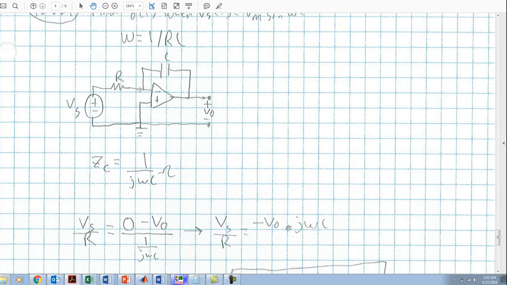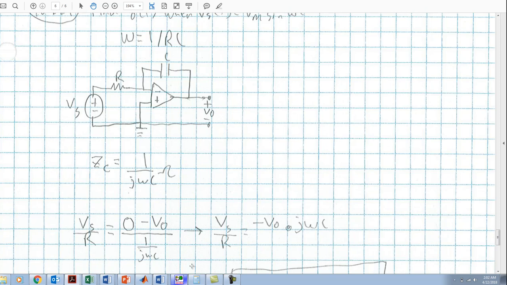We know that because there is negative feedback, that means the voltage at the negative or inverting terminal is the same as the voltage at the positive terminal. That is grounded right there. So Vs over R is the current through that, and that has to equal 0 minus V naught over the impedance of the capacitor. And so we see that right here.